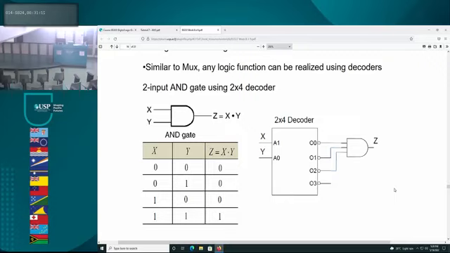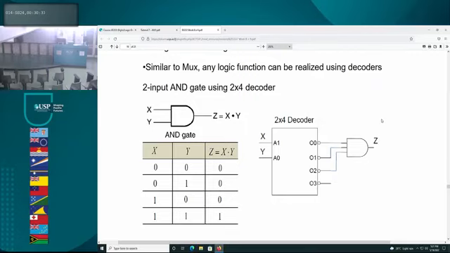Do you see how we have designed this? Right? And notice how output 3 is never used, because you never need output 3. Output 3 only comes alive if you have 1 and 1. So let's consider the last scenario: 1 and 1, output 3 will become low, everything else will be high. 1, 1, 1 going into an AND gate, Z will give you 1. So that's how we built an AND gate using a decoder.